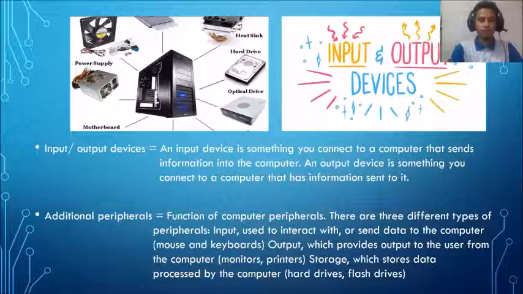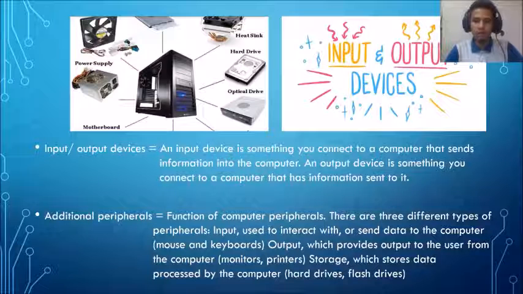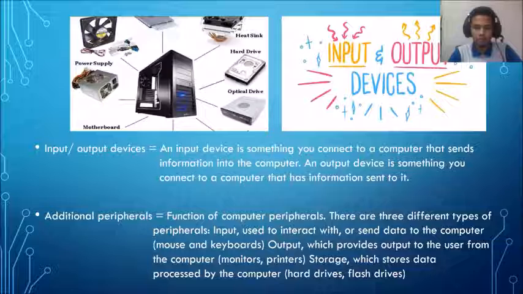Additional peripherals. There are three different types of peripheral, which are input, output, and storage. Input is used to interact with or send data to the computer, for example, keyboard, while output provides output to the user from the computer. An example of output is monitor. Storage stores data processed by the computer, for example, flash drive.